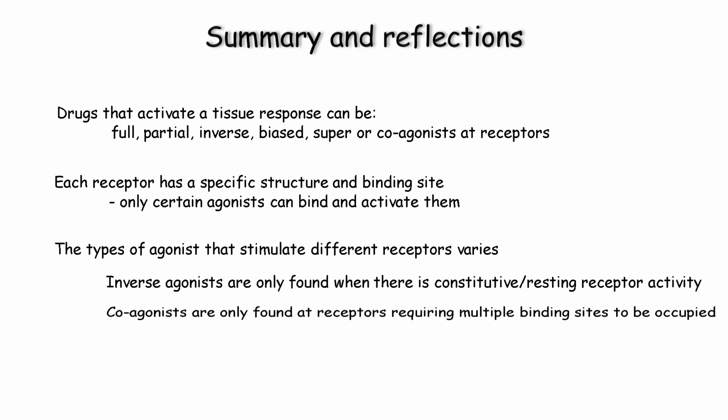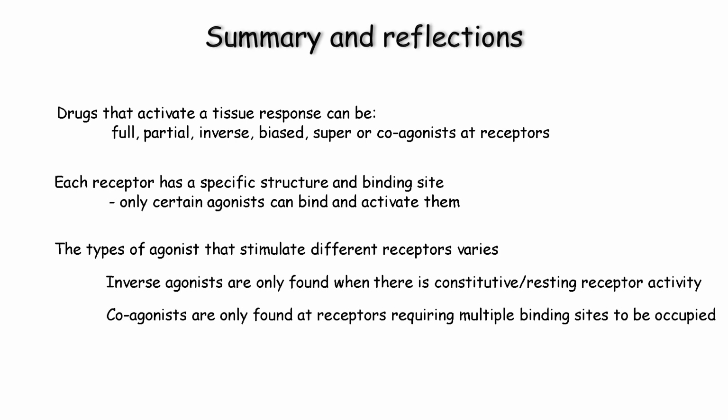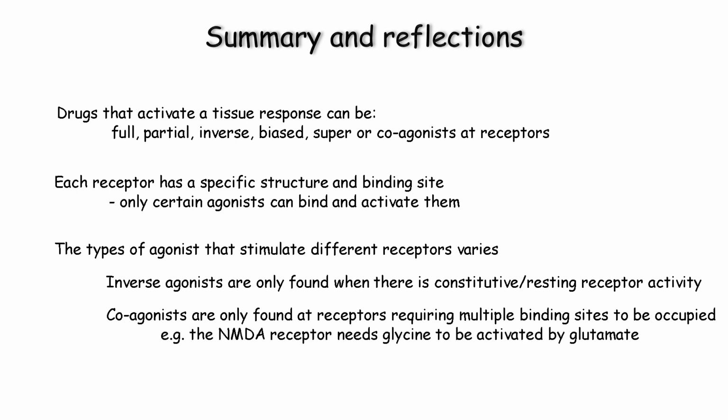Co-agonists are not necessary for most agonists to work at most receptors, but they are required when the receptor has multiple binding sites that need to be occupied before they will activate. An example is the NMDA receptor, which can only be activated by glutamate in the presence of glycine.